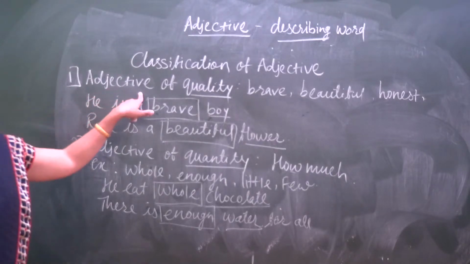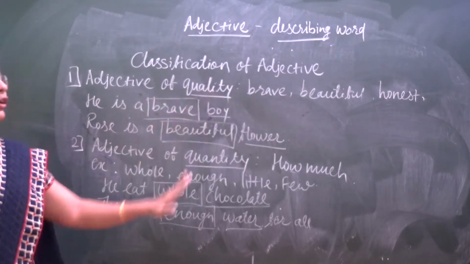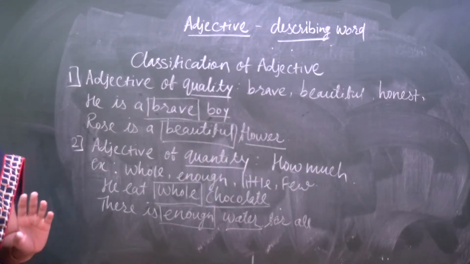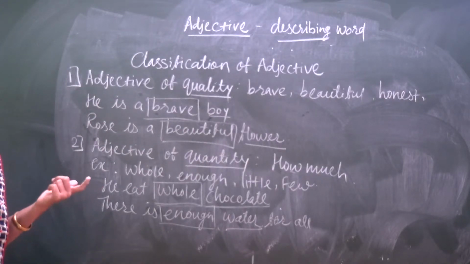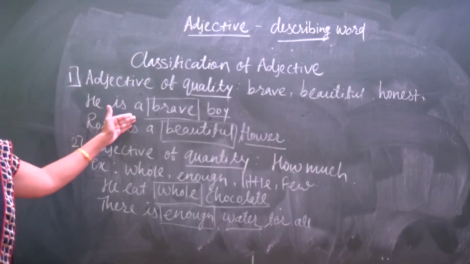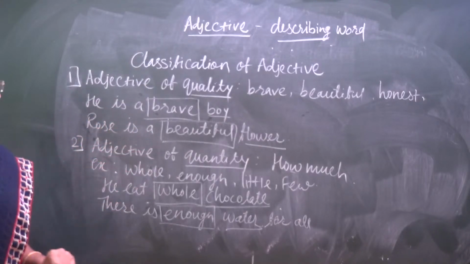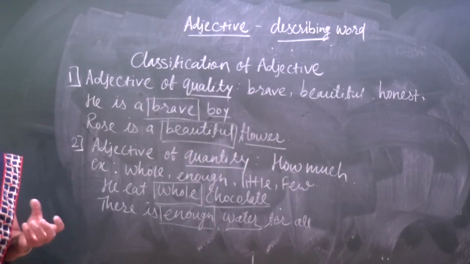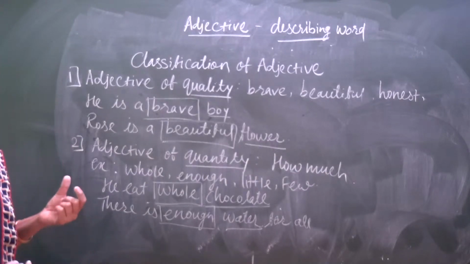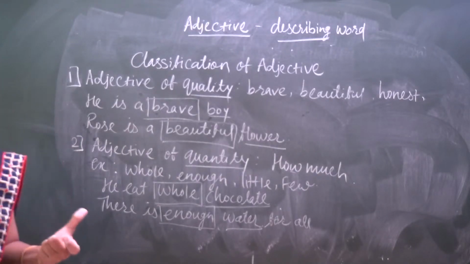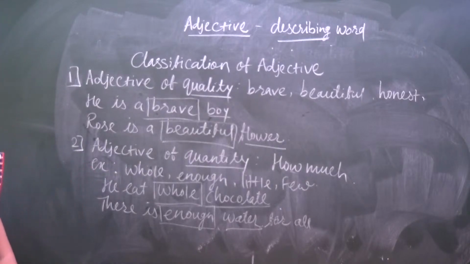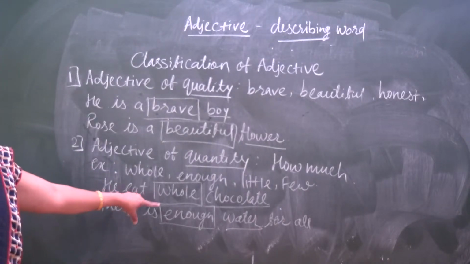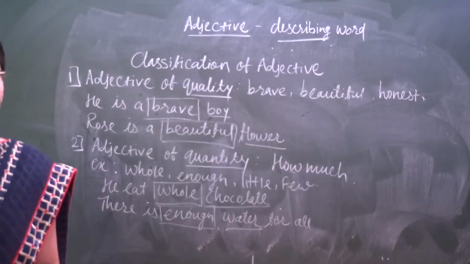Adjective of quality shows the qualities of a person or thing: brave, beautiful, honest, like he is a brave boy, Rose is a beautiful flower. And adjective of quantity shows the quantity of things, that is, how much. How much is that thing? He ate whole chocolate. There is enough water.